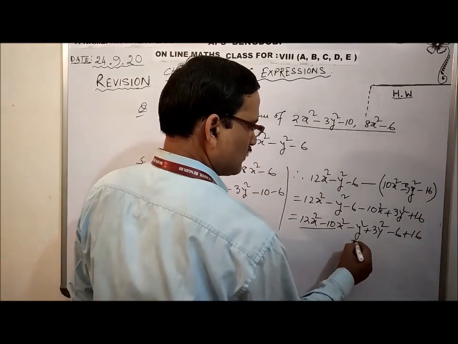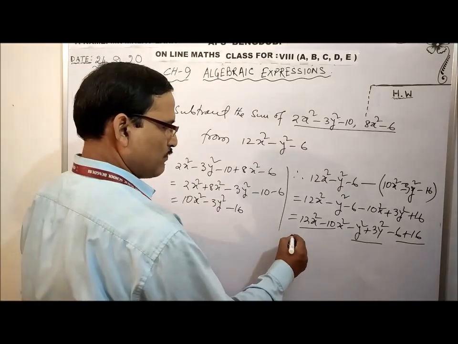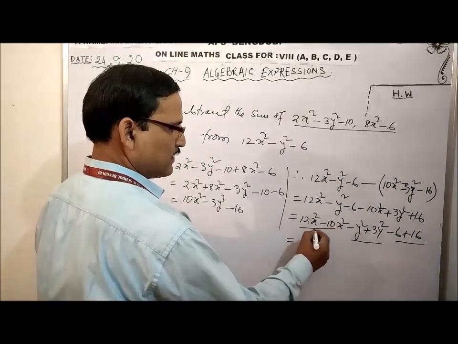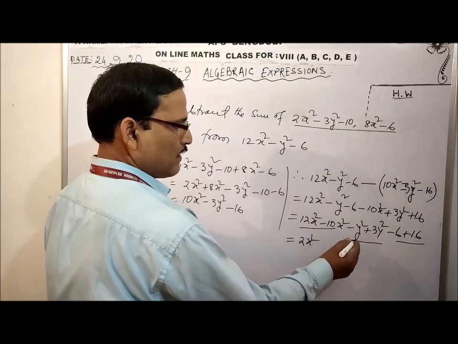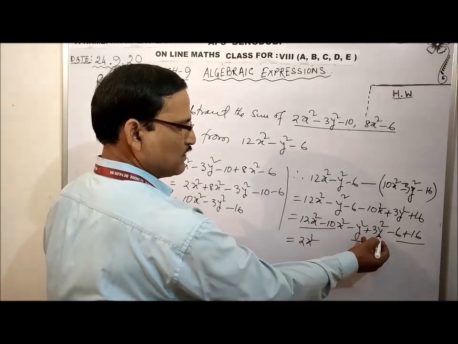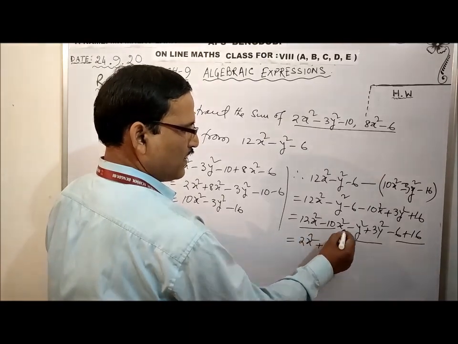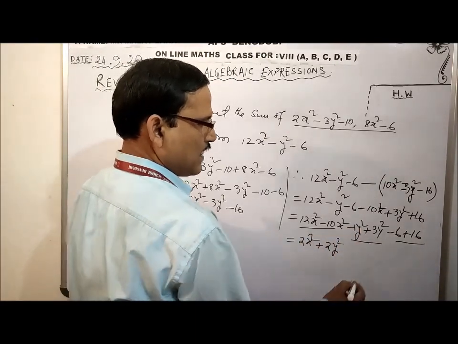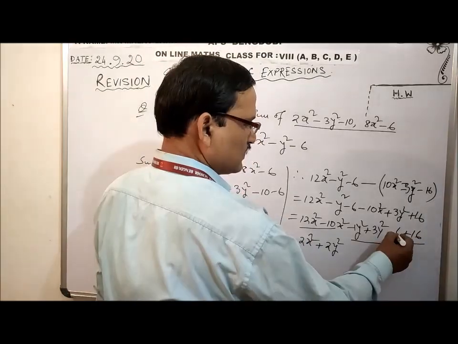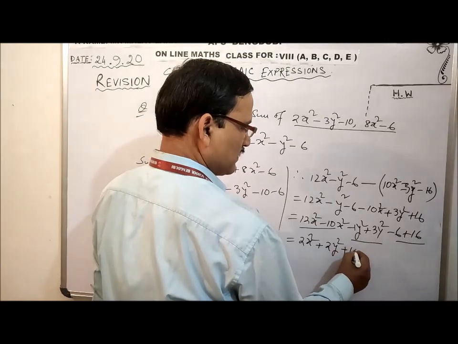Now, what is the result? You have to find the three results by mental calculation. 12 minus 10 is 2x square. Minus y square and plus 3y square gives 2y square. When nothing is written, it means 1. And minus 6 plus 16 is plus 10. Answer.